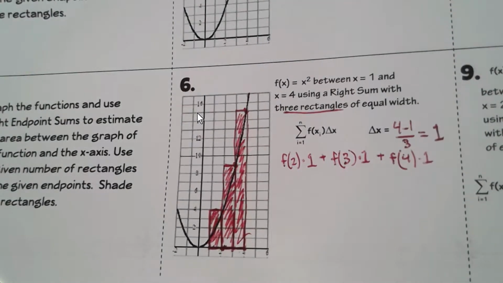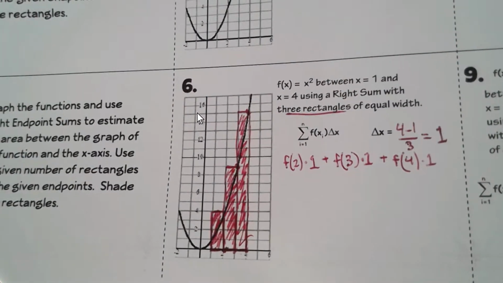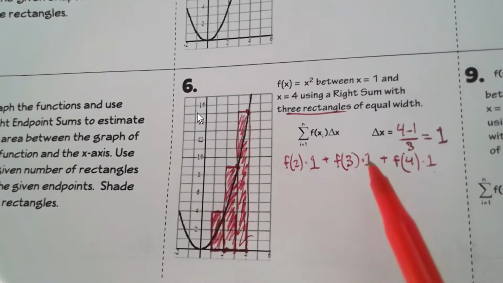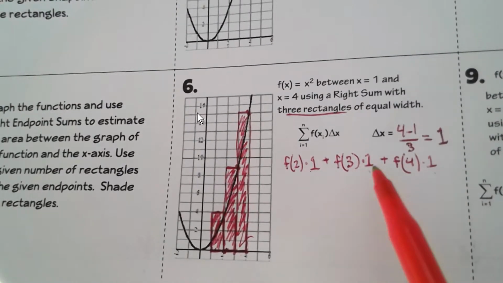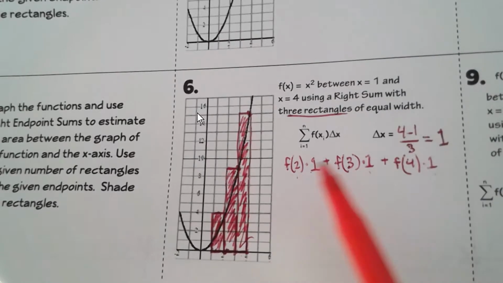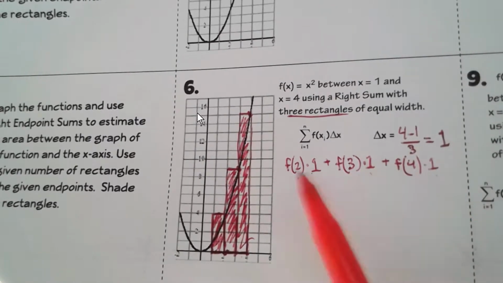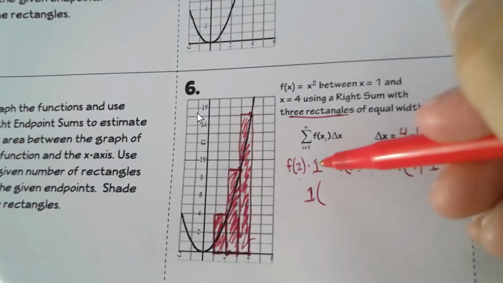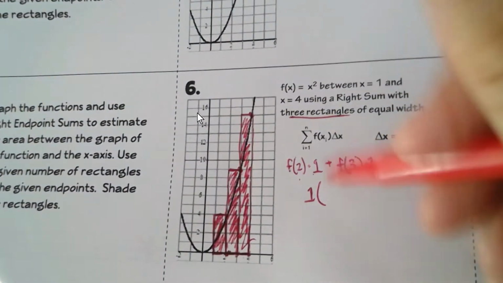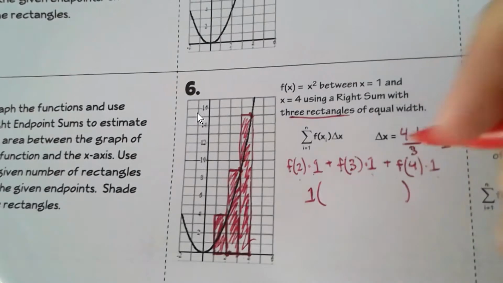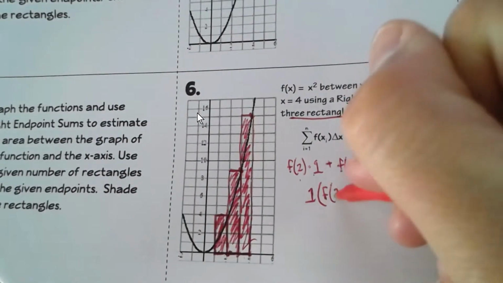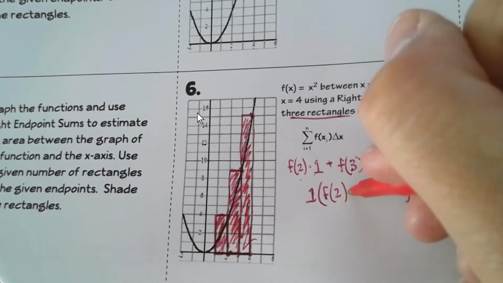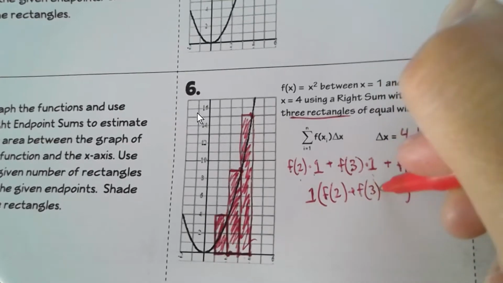And if you rewrite this again, I found out that you could factor out the base value from each of these areas. I could factor out 1, because 1 is being multiplied to each of these heights. Then within this parenthetical expression, I'm going to write just the heights being added together: 1 times f of 2 plus f of 3 plus f of 4.